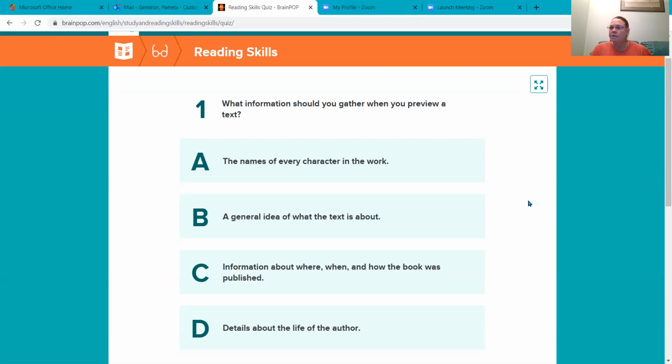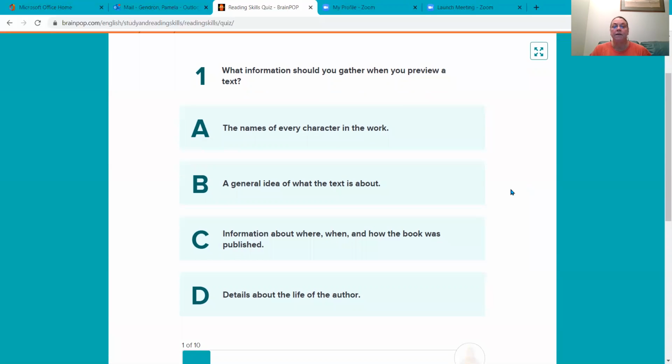Okay, so what information should you gather when you preview a text? Is it A, the names of every character in the work? Is it B, general idea of what the text is about? Is it C, information about where, when, and how the book was published? Or is it D, details about the life of the author?